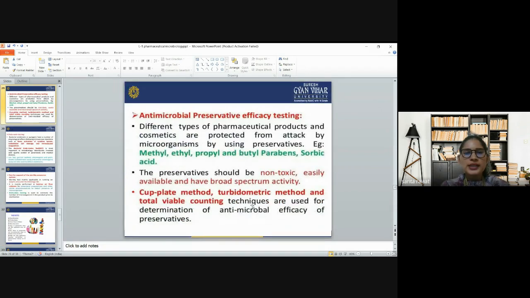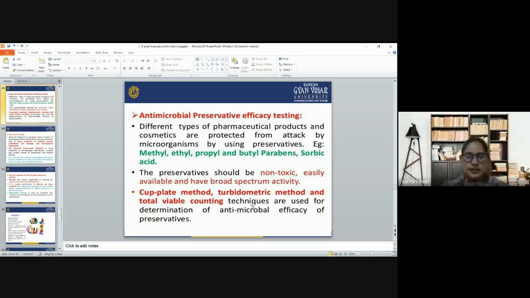Now, another use is antimicrobial preservative efficacy testing. Different types of pharmaceutical products and cosmetics are protected from attack by microorganisms by using particular preservatives, for example, methyl, ethyl, propyl, butyl parabens, and sorbic acid. The preservative should be non-toxic, easily available, and have a broad spectrum of activity. The cup plate method, turbidometric method, and total viable count techniques are also used to determine the antimicrobial efficacy of the preservatives.